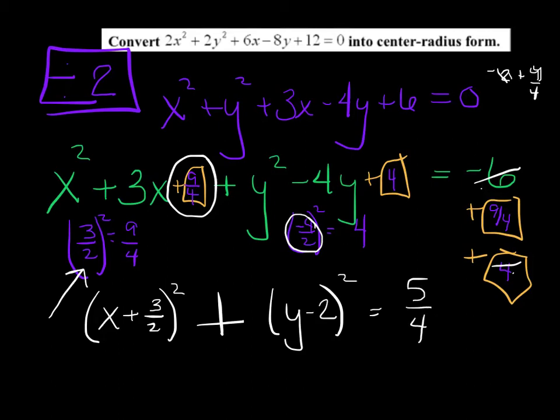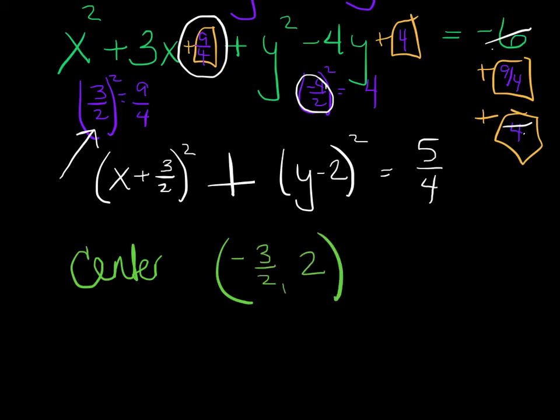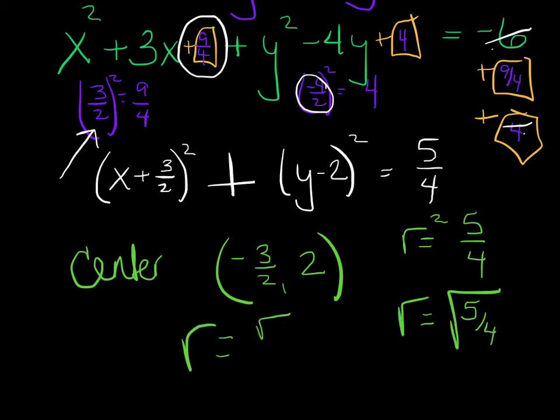So lastly, we just want to state what our center and radius are. So again, I'm going to say center is negative 3/2, comma 2. And I'm just going to take note that this is actually radius squared. Therefore, my radius is the square root of 5/4. And I can clean that up a bit. I don't know the square root of 5, but I know that the square root of 4 is 2. So that comes out.